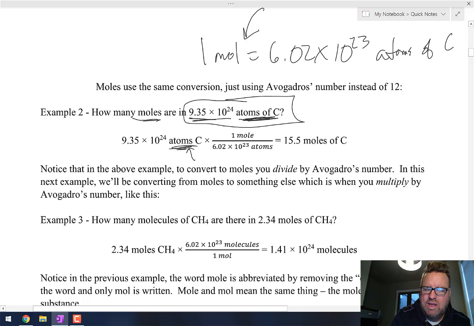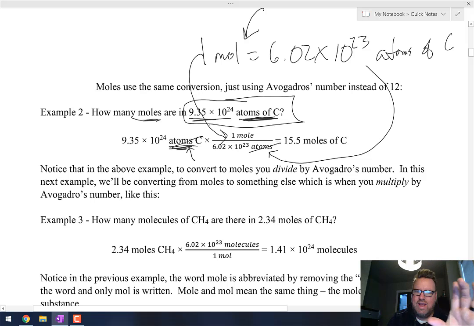And that part's really important there. Don't leave that part off. So now you know what part goes on the bottom. The atoms of C goes on the bottom. And then what goes on top? Whatever that's equal to, which is 1 mole. And now atoms, again, are going to cancel.